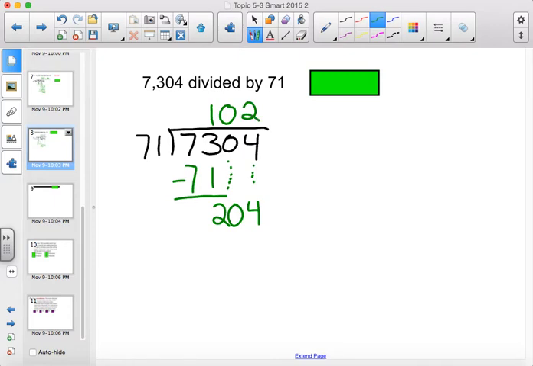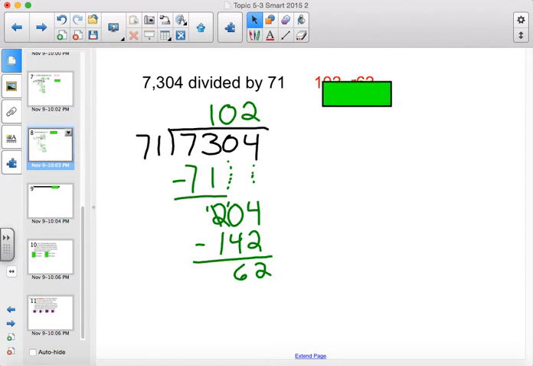2 times 71 is 142. Subtract. 4 take away 2 is 2. Borrow from the 2 becomes 1. 0 becomes 10. And subtract, and you end up with a remainder of 62. So the answer is 102, remainder of 62.